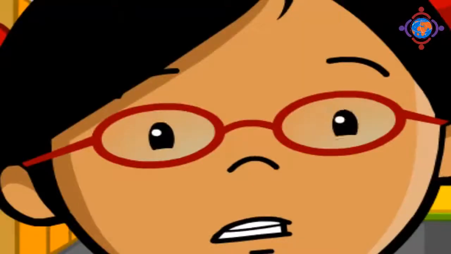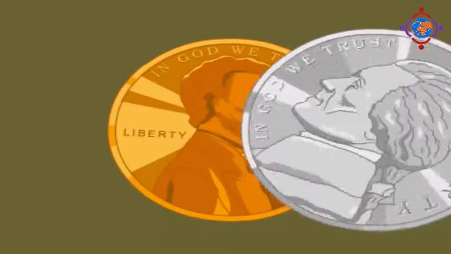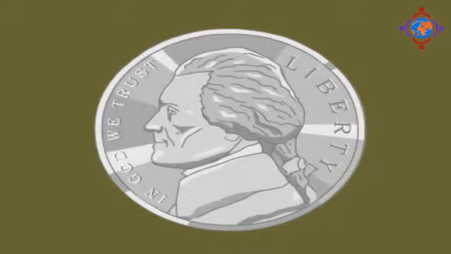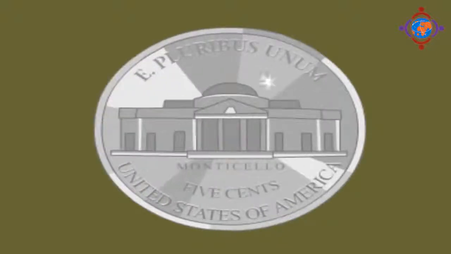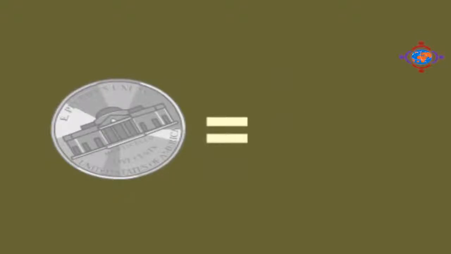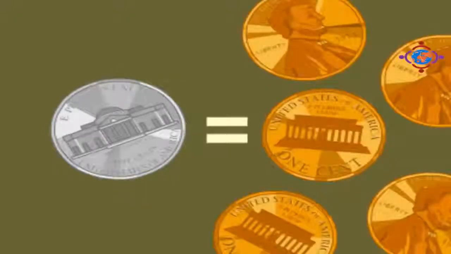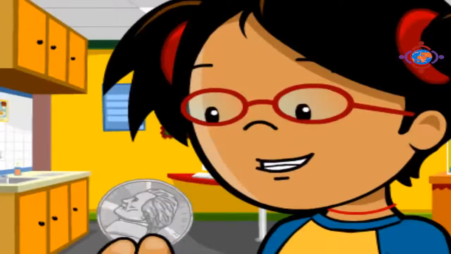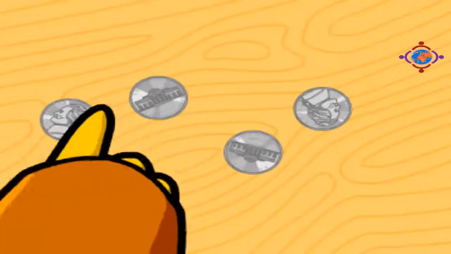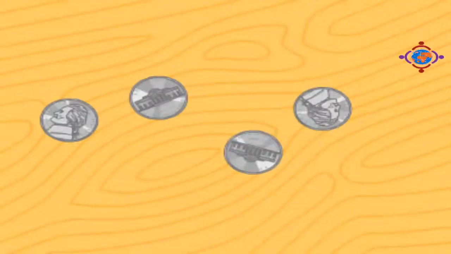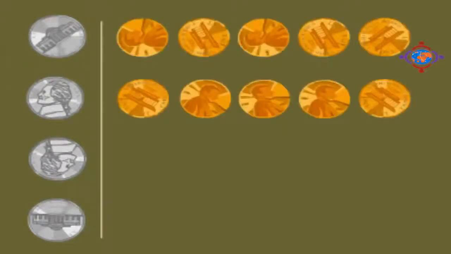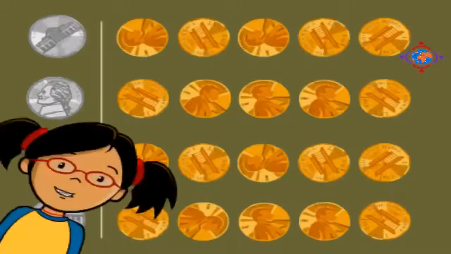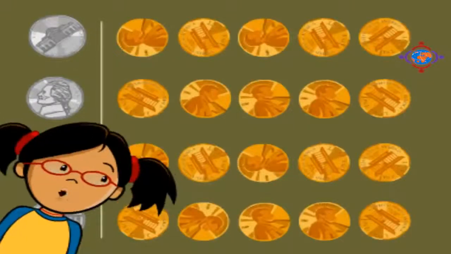What is a nickel? Here's a nickel. It's bigger than a penny, and it's silver-colored. There's another president on its head, Thomas Jefferson, and that's his home on the tail. A nickel is worth 5 cents. That means 1 nickel is equal to 5 pennies. We can count by 5s to add the nickels. How many nickels do you have, Moby? Okay, so you have 4 nickels. Now we can count by 5s. 5, 10, 15, 20. So we have 4 nickels, or 20 cents.